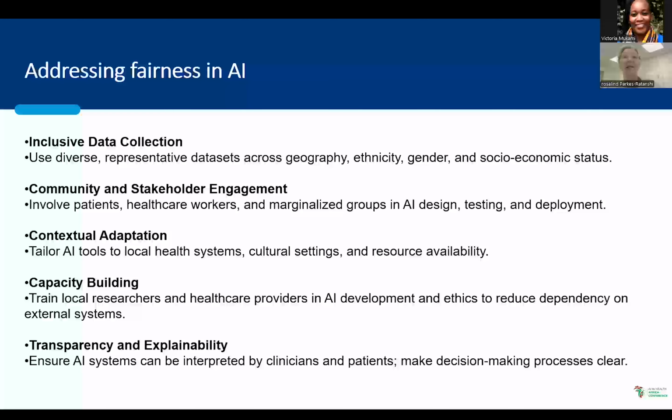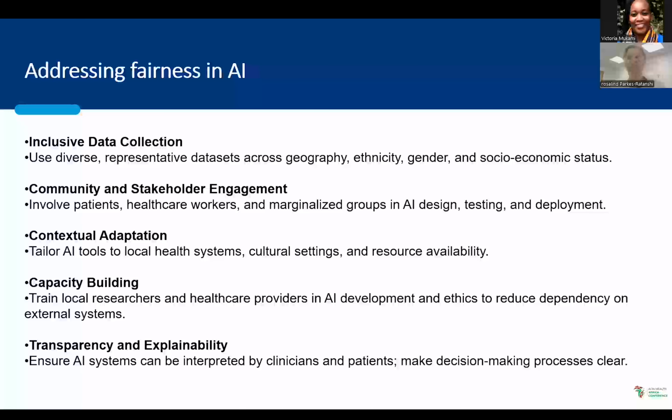Capacity building, training the local teams. And of course, this is what we're trying to do at the moment, is really build capacity within our own ecosystems so that we have researchers and healthcare providers who are up to speed on what we're trying to do, including the ethics of what we're doing. And transparency and explainability, ensuring that AI systems can be interpreted, and somebody mentioned this transparency, making the decision processes clear on how tools are developed. So really excellent feedback from yourselves related to this.